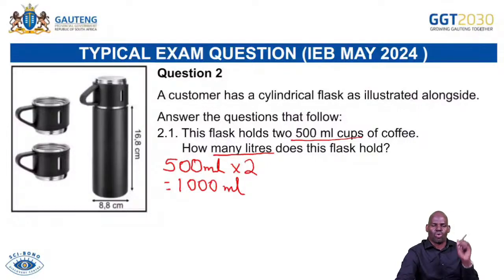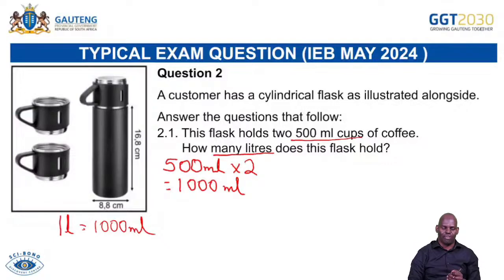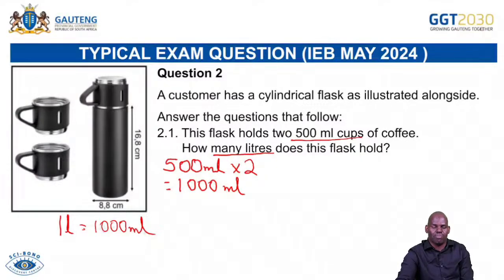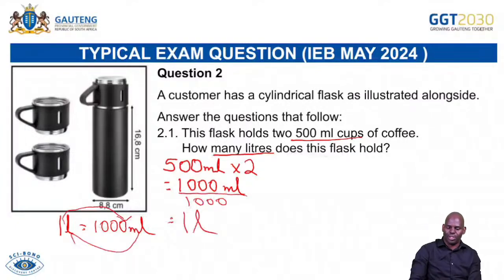You must now know how to convert from milliliters to liters. We all know that 1 liter is equal to 1000 milliliters. You'll be fortunate if the examiner gives you this conversion factor, but they still have the right not to give it to you, because this is what they expect you to know. So if 1 liter is equal to 1000 milliliters, when we convert from liters to milliliters, we multiply by 1000. But if we convert from milliliters to liters, we divide by 1000. So if I take this and divide it by 1000, it becomes 1 liter. So how many liters does this flask hold? It's just 1 liter.